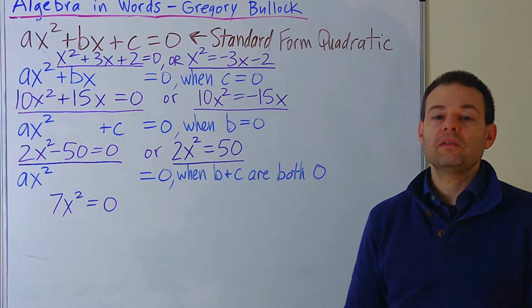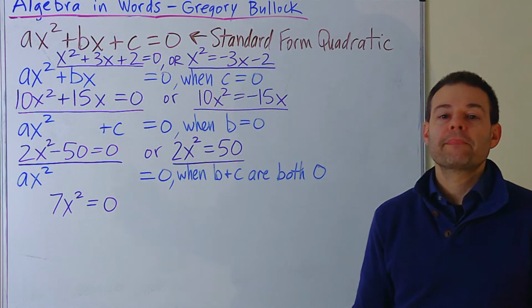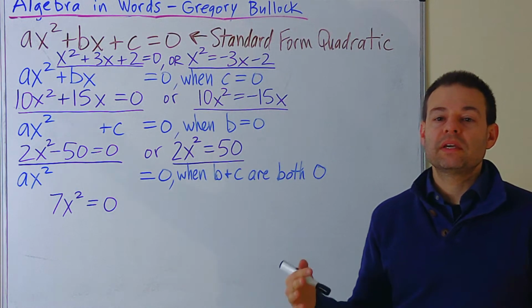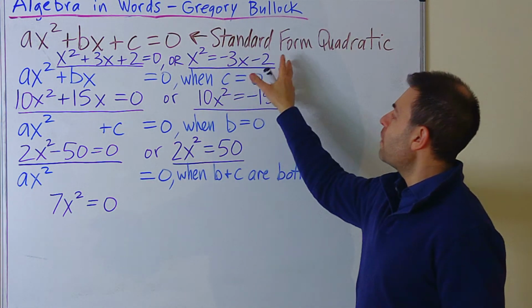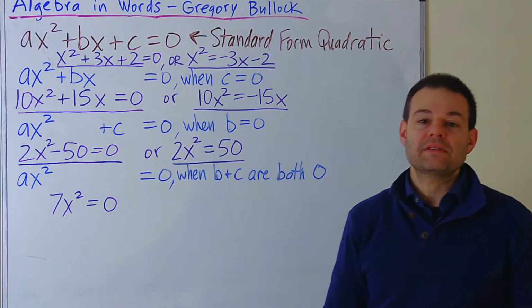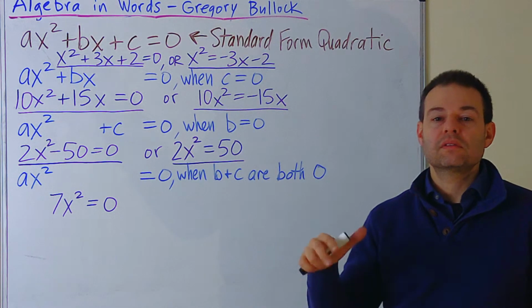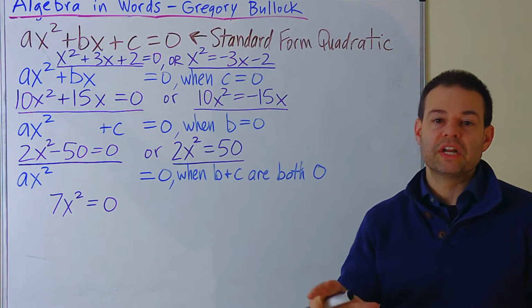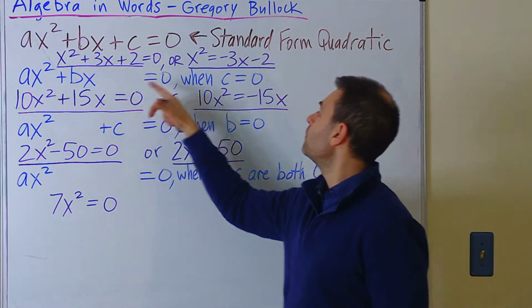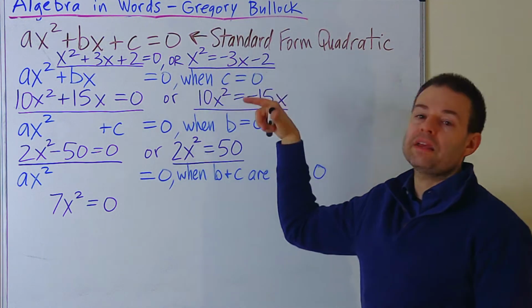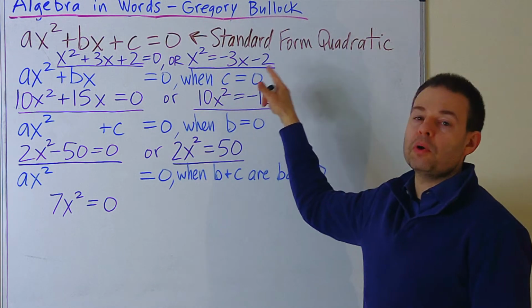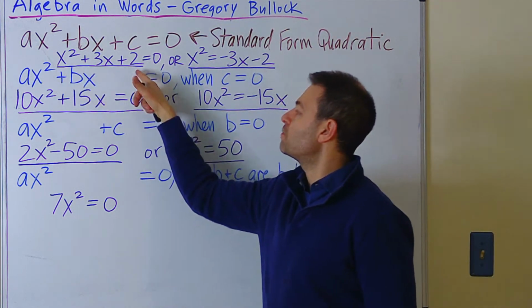When you have a quadratic and a trinomial that has all 3 terms, but they're not in standard form, it's a good idea to move everything to the same side as the x squared, the side that the x squared term originates from. So that would be over here. Move the negative 3x minus 2 to the left by adding 3x plus 2 to both sides, and then it would become in this form.